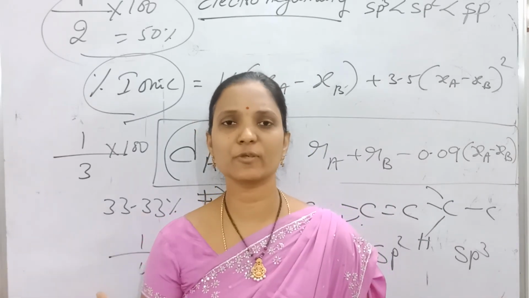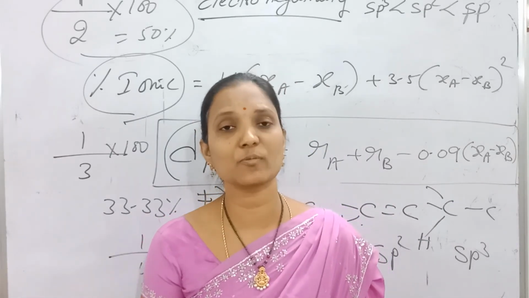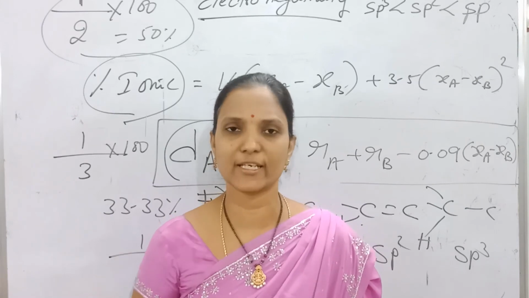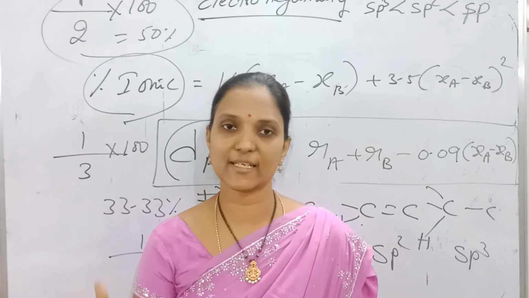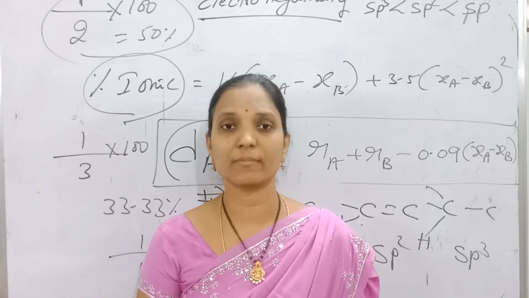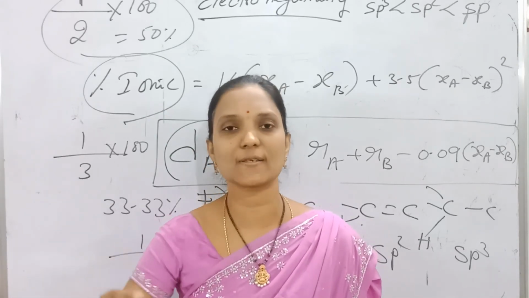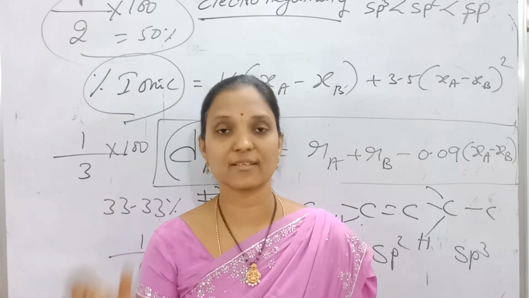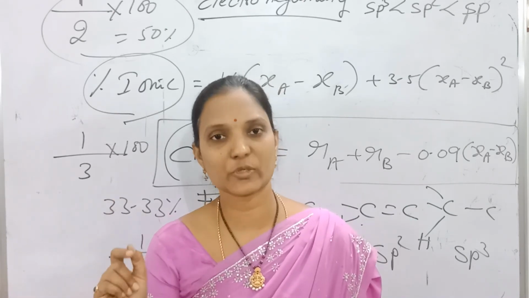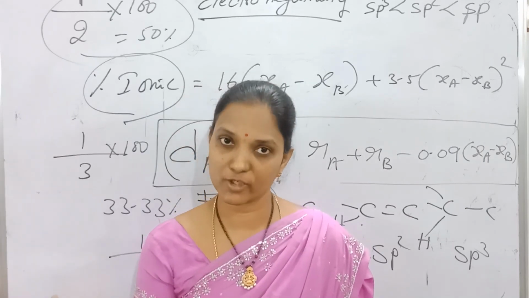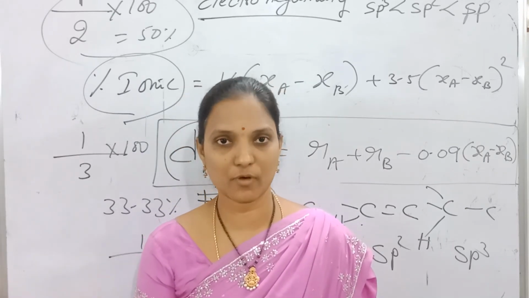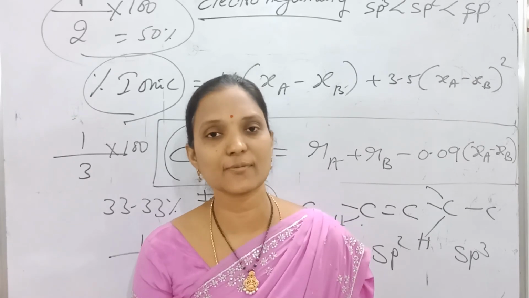Down the group, electronegativity decreases, so electropositivity increases; the remaining we can identify directly. Electropositivity increase means metallic nature increases. Metals are basic in nature, metal oxides are basic in nature. So down the group, electronegativity decreases, electropositivity increases, metallic nature increases, the basic nature of oxides increases, and the acidic nature of oxides decreases.